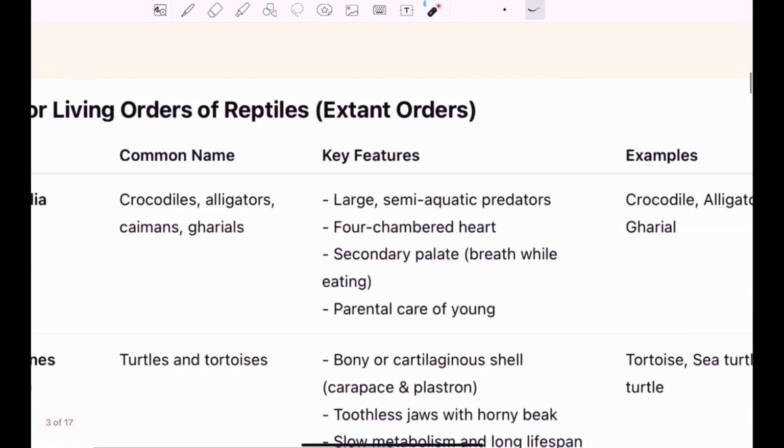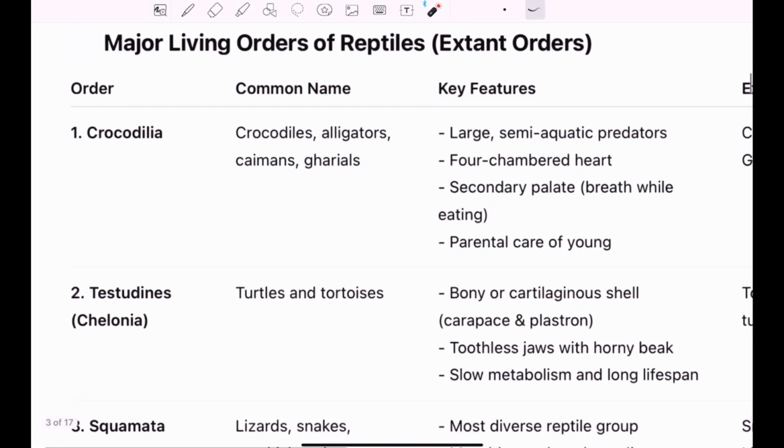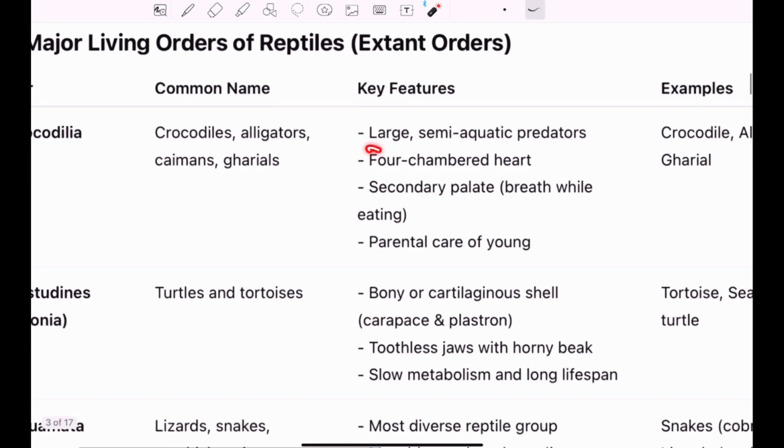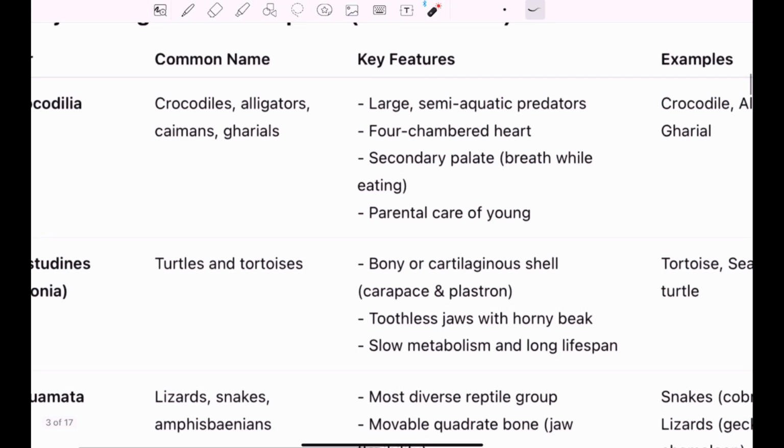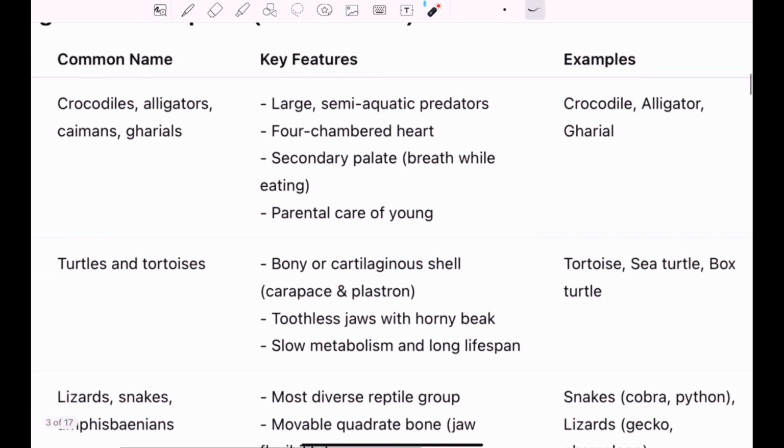If you go through the different orders of the Reptilia, there is order Crocodilia, which includes crocodiles, alligators, caimans, gharials. These are large, semi-aquatic predators. They have a four-chambered heart. They have a secondary palate, so they breathe while eating. They also show a high level of parental care of the young ones.